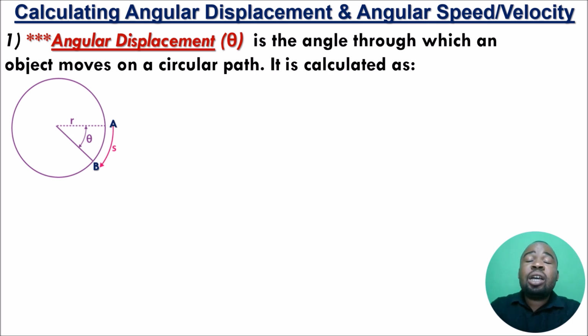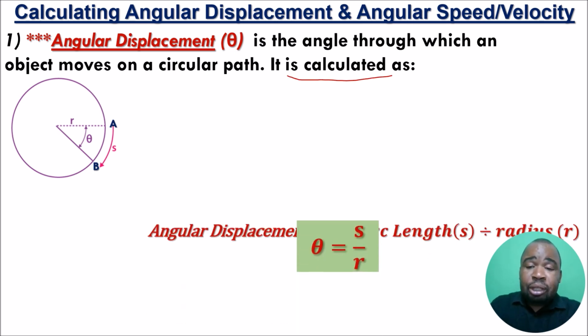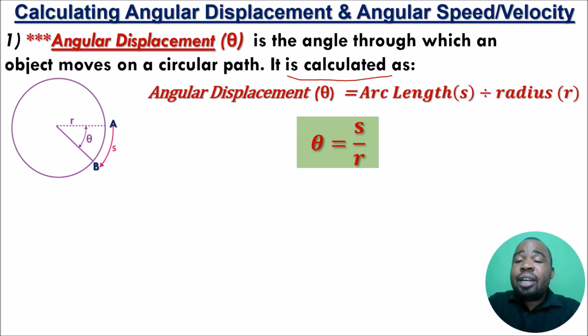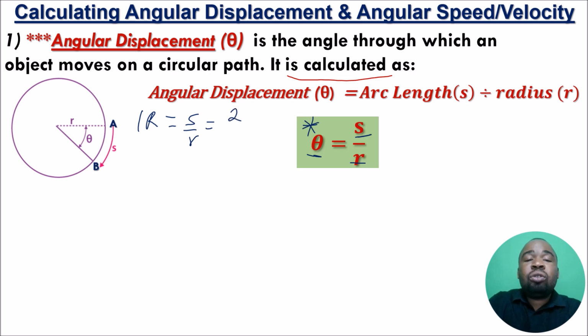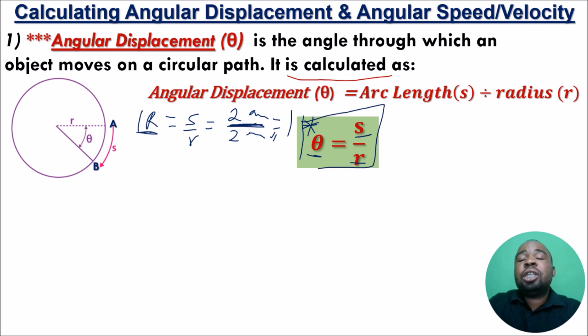From the definition, you should come to know that angular displacement is calculated as arc length divided by radius. This equation is key for A2 students doing CIE exams. The angular displacement is the distance along the circumference divided by the radius. So it agrees when we say 1 radian: s over r, where s and r are equal. For instance, if s is 2 centimeters, r will also be 2 centimeters, giving us 1. So 1 radian is when the distance along the circumference is equivalent to the radius, and this confirms the equation. This equation, you should master it. It's a very important equation.